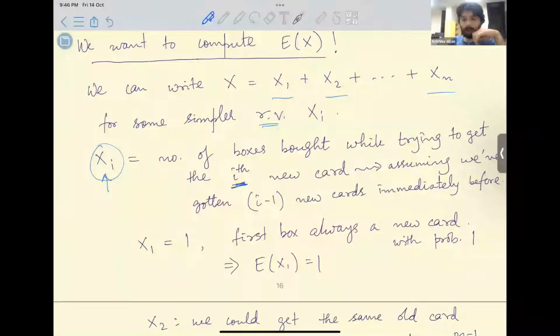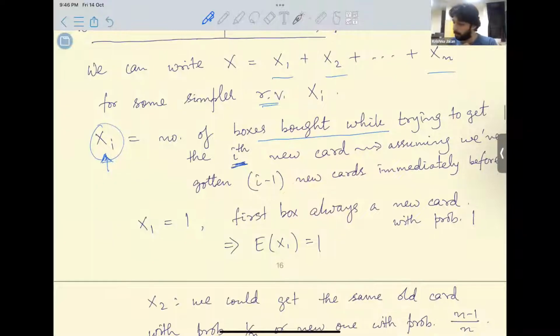So what X_i denotes is, I want to satisfy the given condition up to the ith card, okay? So X_i basically denotes the number of boxes which I need to buy if I have to collect the ith new card. So I assume that I already have i-1 cards in some order. They could be repeated, I don't care. But the ith new card is the final one I will take. And that is denoted by X_i. That random variable is denoted by X_i.